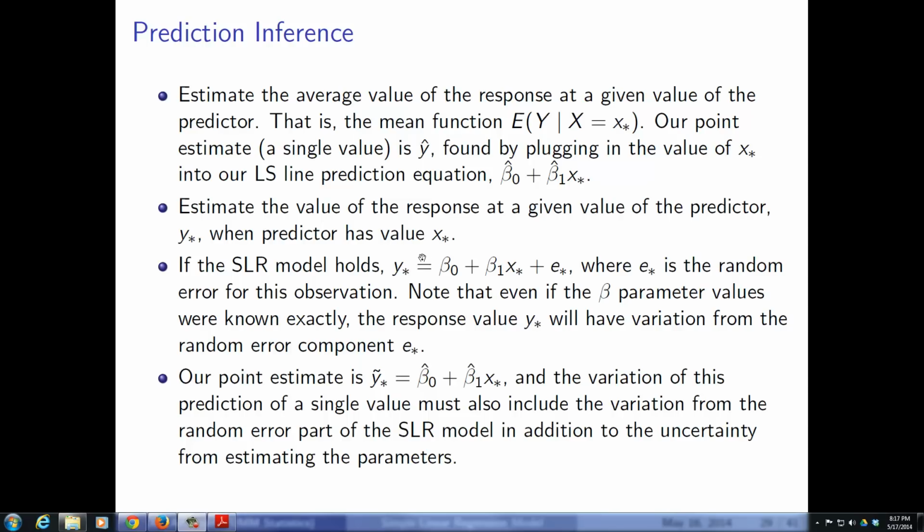What I want you to realize is that if the simple linear regression model holds, if you plug in a value of x star into the data creation system, you'll have a random draw of variation that will produce random variation in the scatter plot, and you'll get a value of y star. So this means that even if you somehow knew the beta naught and beta 1 parameters exactly, you still wouldn't be able to totally know what the value of y star is going to be because of the random variation e star.